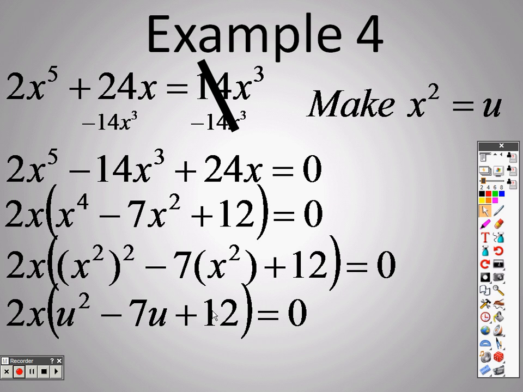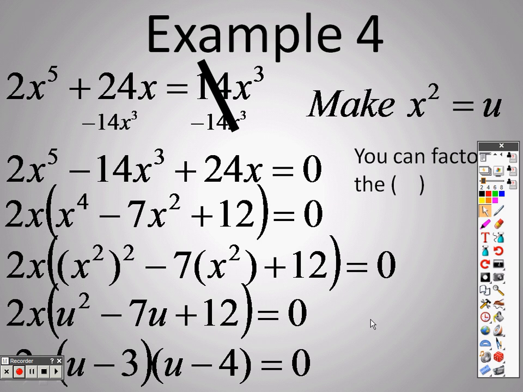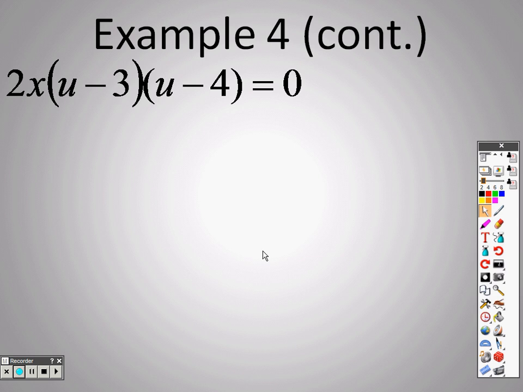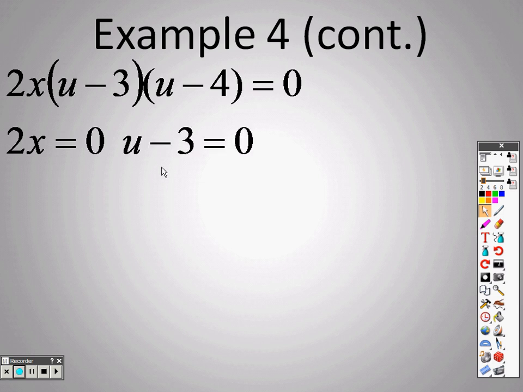Can you think of two numbers that multiply to give you 12 that also add to give you negative 7? I can. Negative 3 times negative 4 is positive 12. Negative 3 plus negative 4 is negative 7. So what that means is I have an x here and the u's. Well, why don't I separate these, and let's solve each of them.